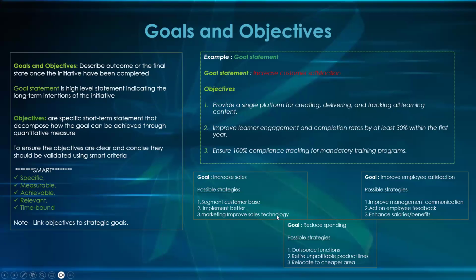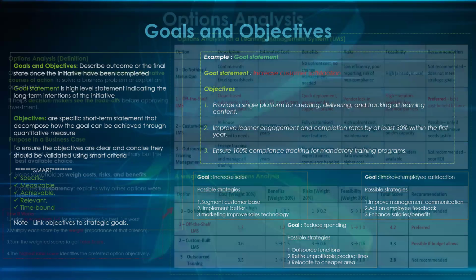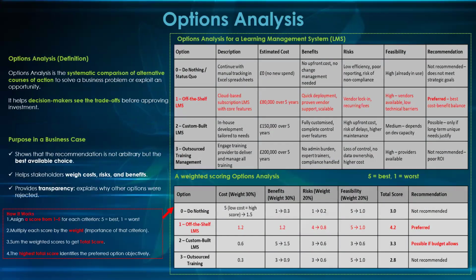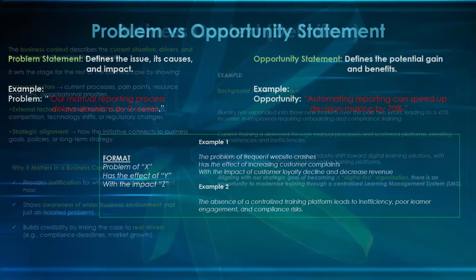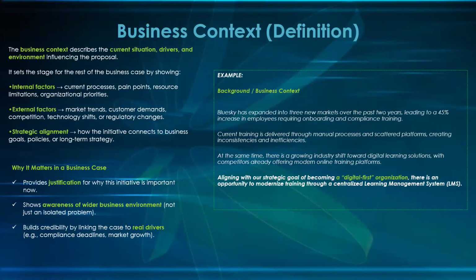So again, give business context. We define the problem or the opportunity statement. You define the goals and objective. These are context. Then the next, we now look at options. Remember, we have strategy, goals, and objective. How do we achieve this?